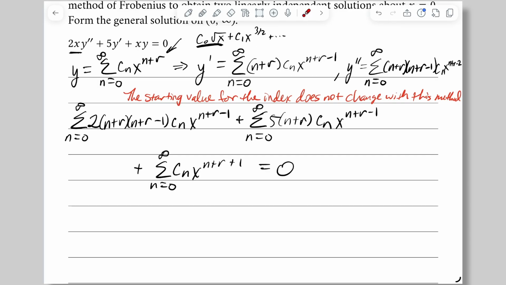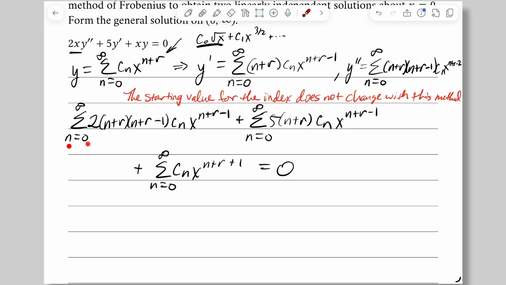Looking at the exponents that we have in our sigma expressions, we have two instances of n plus r minus 1 in the exponent and one of n plus r plus 1. If we were to take the n plus r minus 1 exponent and add 2 to that to make it match the n plus r plus 1, then to offset that, I would need to decrease the starting value for the index.